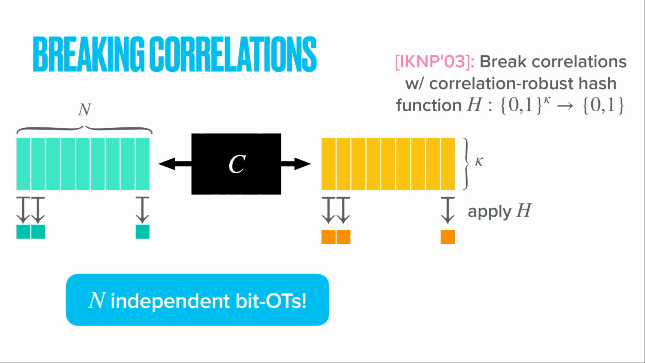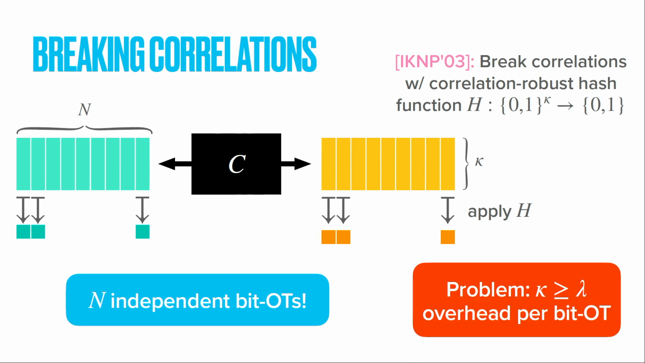It'll give you n independent bit OTs, but there's a bit of a problem here given our goal. If you think for a second, kappa needs to be at least the security parameter if we want the correlation robust hash function to have the desired notion of security. Of course, I haven't defined the security notion carefully enough, but it's easy to see that if kappa is not larger than the security parameter, we won't be able to guarantee the security of the pseudorandom correlation generator. So we need to work a bit harder.